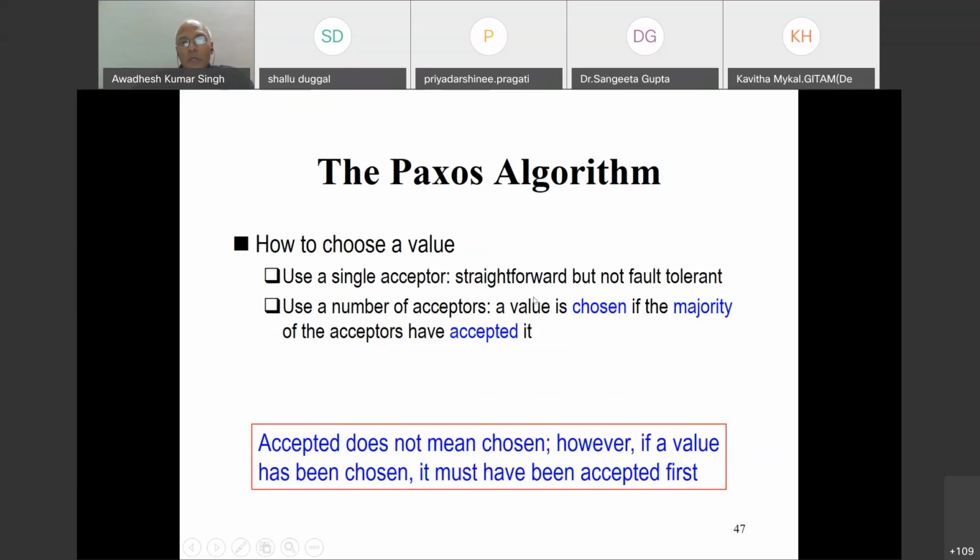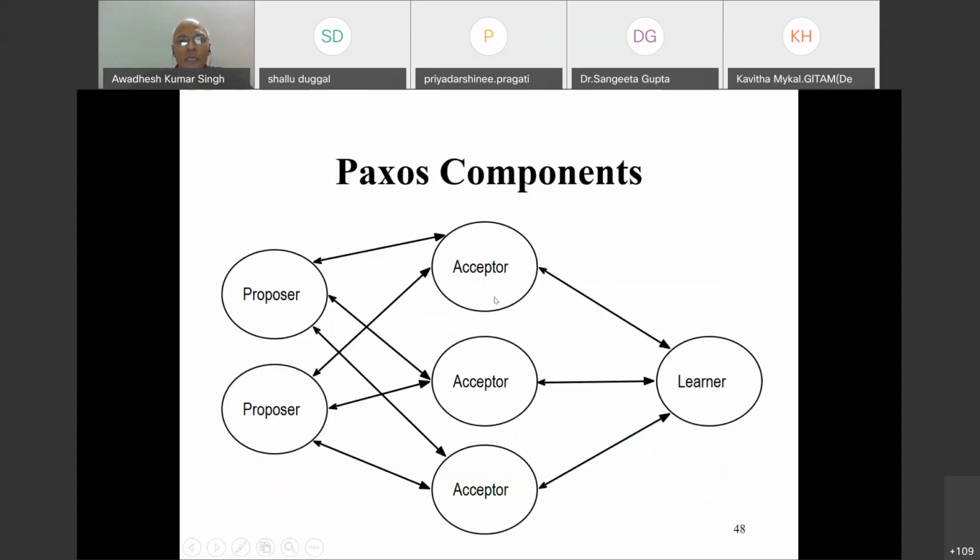So the question is how a value will be chosen. If there is a single acceptor, who decides whether the value will be chosen, it is very simple and straightforward, but it will not be fault tolerant, because a single node may fail anytime. But if you have a number of acceptors, then there has to be consensus. So a value is chosen if the majority of acceptors have accepted it. But accepted does not mean it is chosen, because accepted is not final. Once it is accepted, another round will be required for choosing that value. So the setting is like this. Proposers could be more than one.